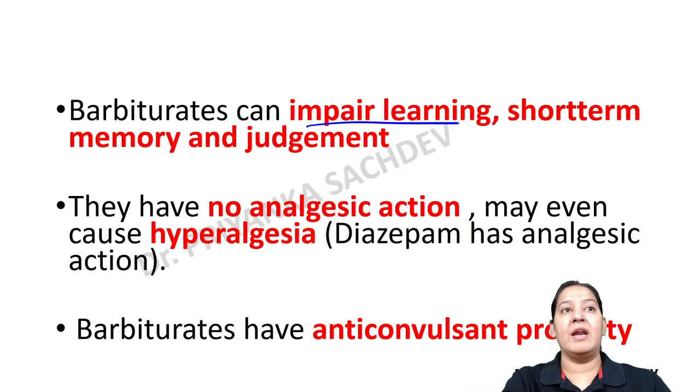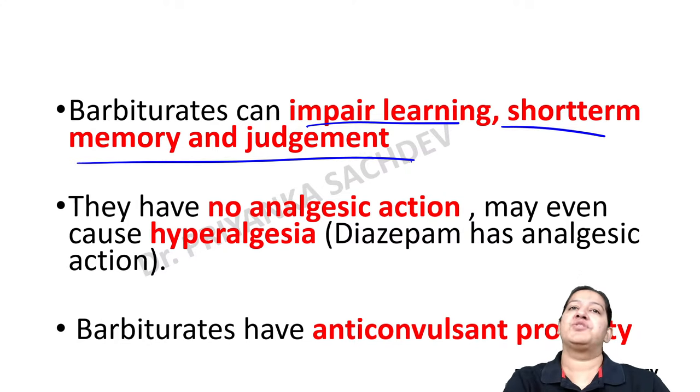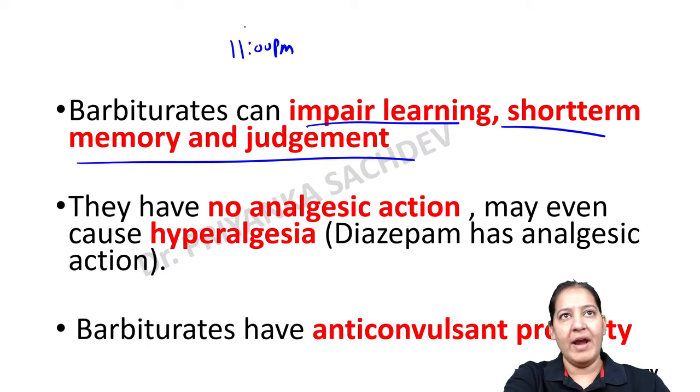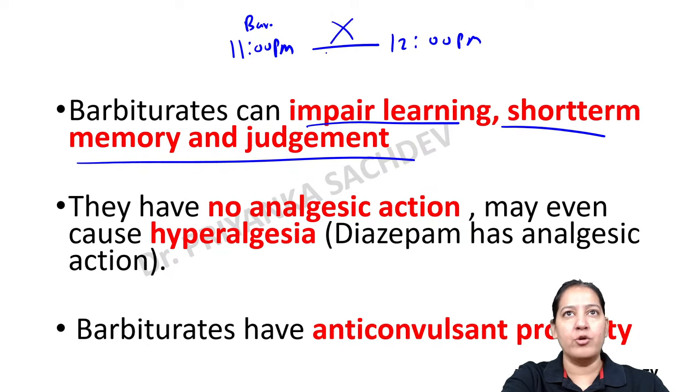Barbiturates impair learning, shorten memory and judgment. So memory bhi uska short hoga. After taking a tablet of barbiturate, I took a tablet at 11 p.m. in the night, right? I took a tablet of barbiturate and I got sleep at 12 p.m. So is ek ghante mein kya hua? I don't remember anything. The next morning, if you ask, I will not remember anything. So it impairs learning. It shortens memory and judgment.